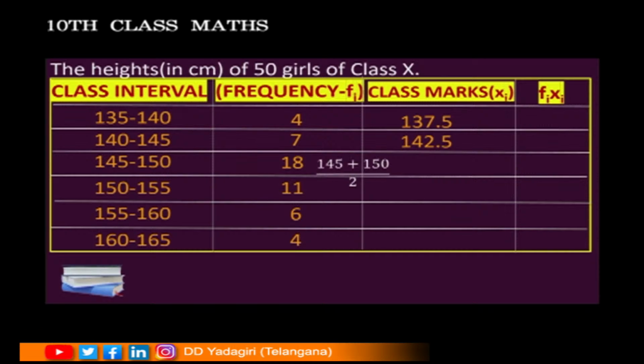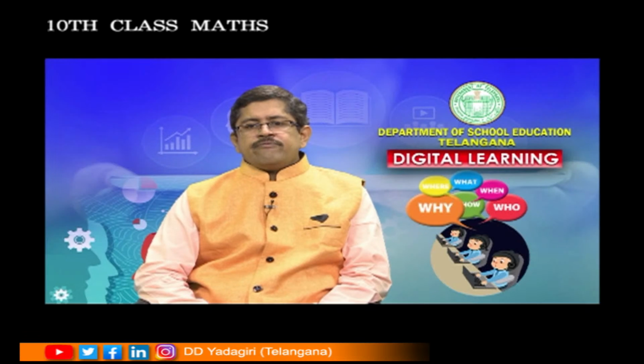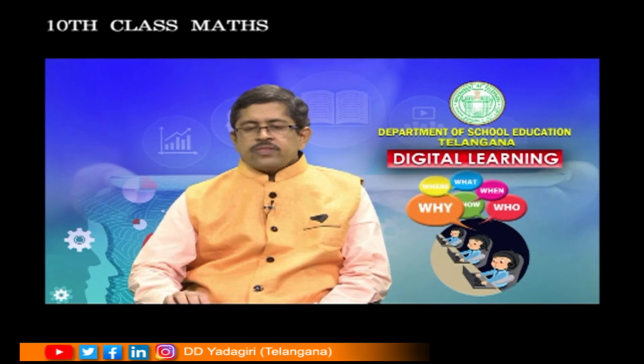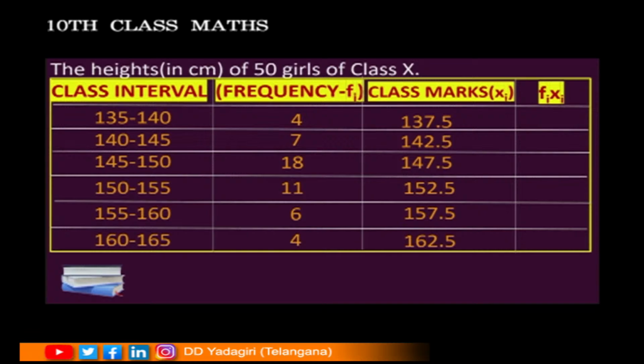145 plus 150 by 2 is going to be 147.5. Next is 150 plus 155 by 2, which is 152.5. 155 plus 160 by 2 is 157.5. 160 plus 165 by 2 is 162.5. So, you got the class mark of all the class intervals. Now, you are going to multiply the frequency with the class mark. So, the frequency is given as 4 and the class mark is given as 137.5.